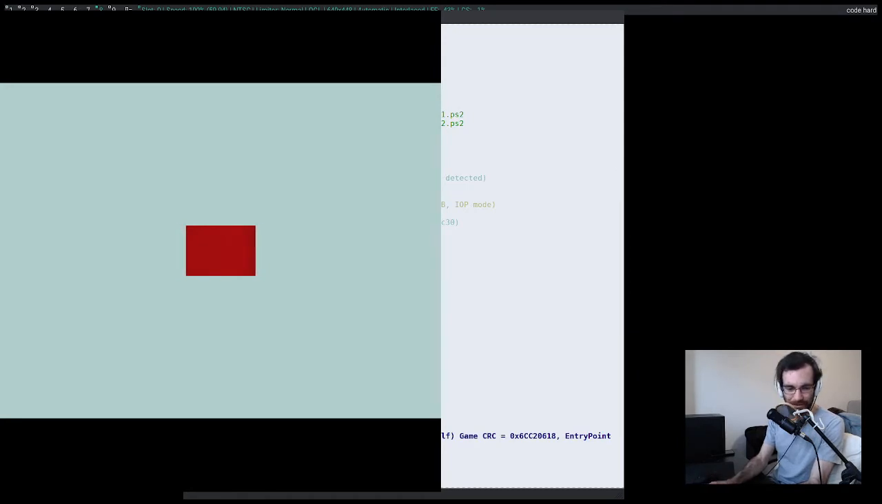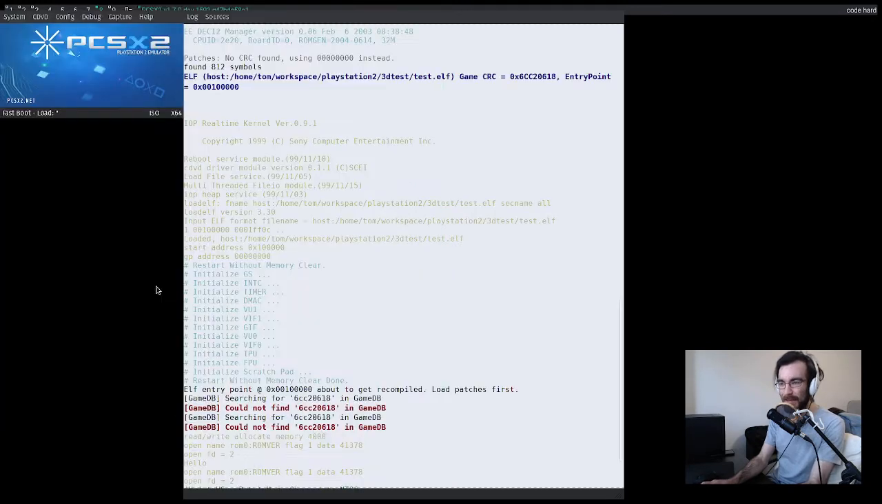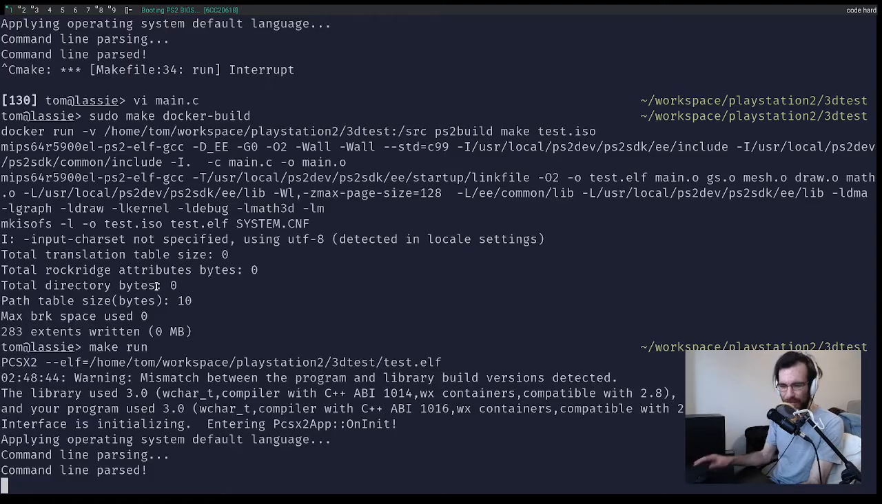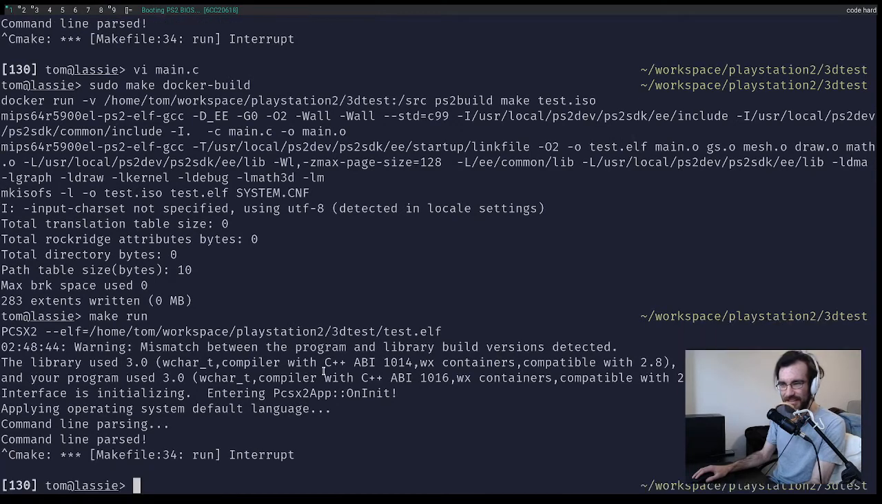Imagine not using make in Vim. It's because I'm running a separate program, right? I think it's easier to do outside of Vim. I don't know, the logging is kind of different, right?